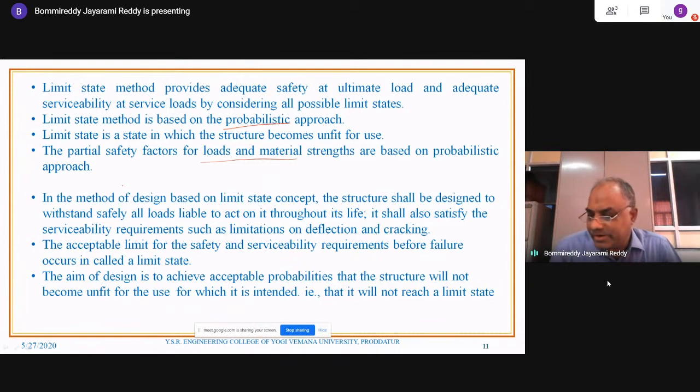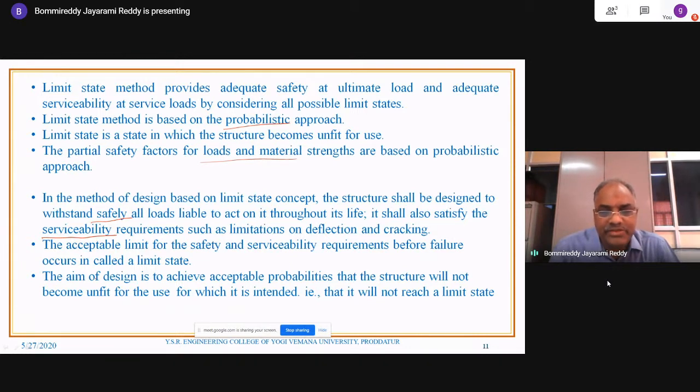So that means the main criteria for the design of any structure is safety and also serviceability. Those two things are satisfied while designing any structure or members by means of the limit state method of design. The acceptable limit for the safety and serviceability requirement before failure is called limit state. So at the time of failure, the acceptable limit for both serviceability and safety requirements just before the failure is called the limit state.